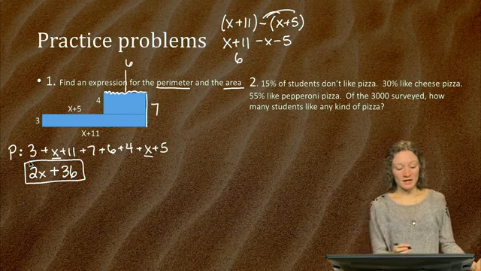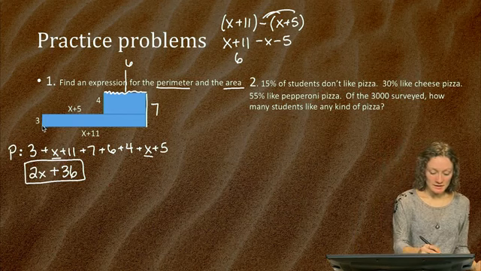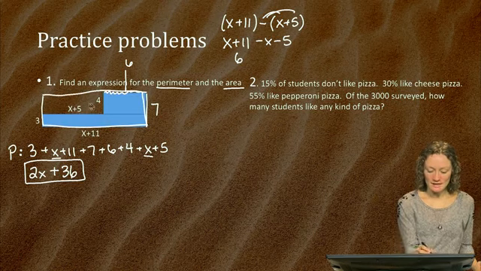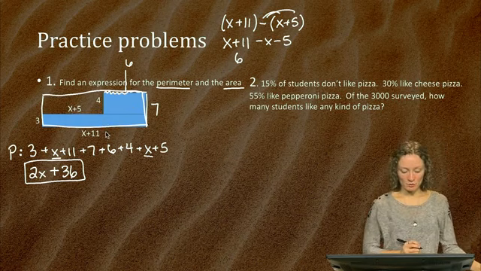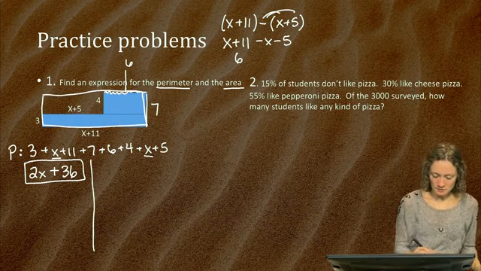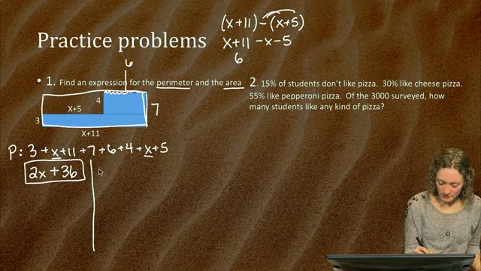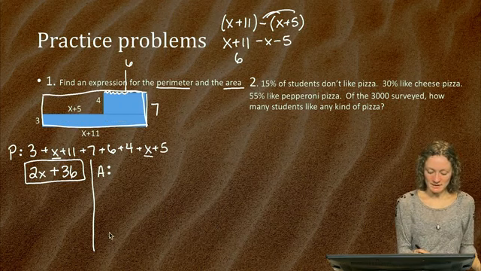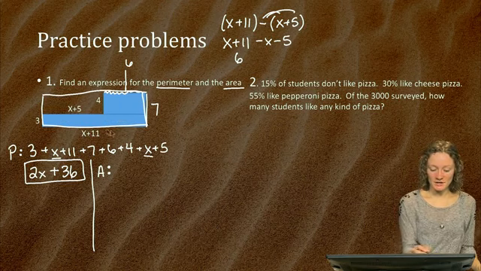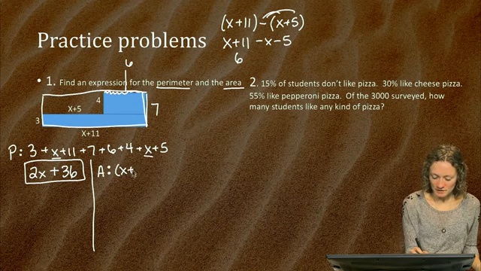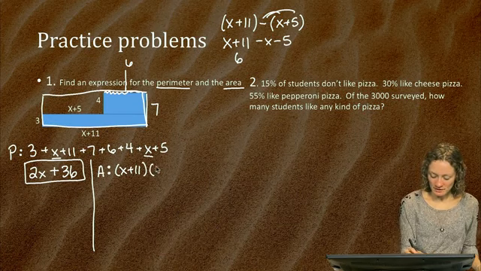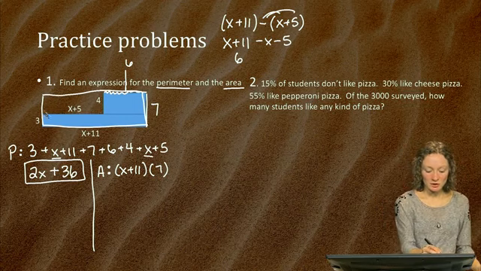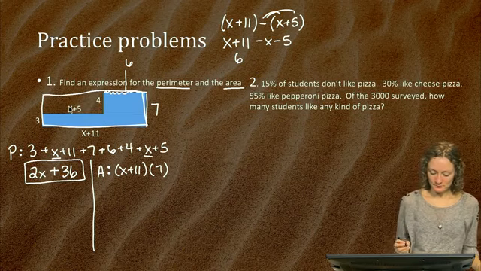Okay, and remember with area, you have two options. You can either get the area had we included this kind of ghost section and then subtract it out, or you can get the area of the two individual pieces. Okay, let's go with the big area and subtract it out. So if we want the area of this entire figure, we have x plus 11 being multiplied by 7. That gives us the area of this whole piece, including the piece right here that's not included.